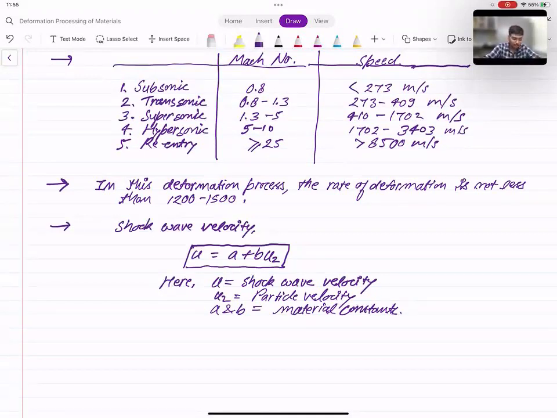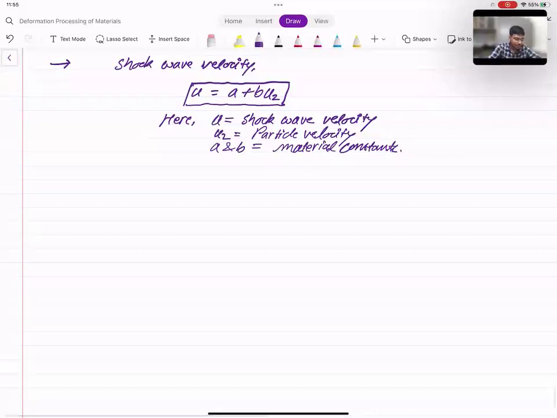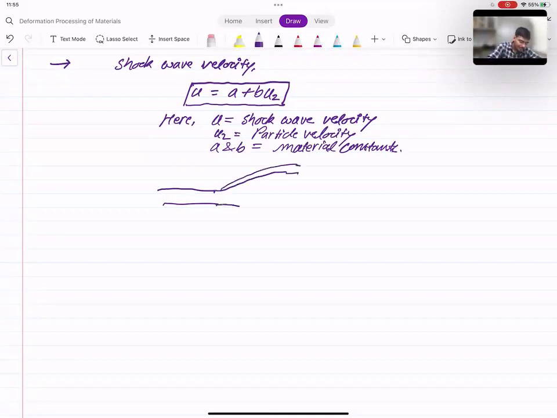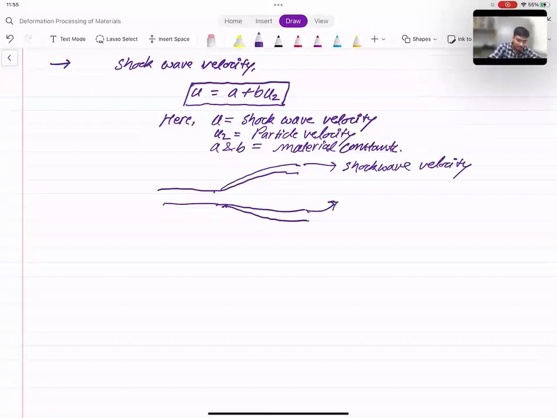This particle velocity is very low, less than the shock wave velocity. If we see the spectrum distribution, the shock wave velocity will be something like this, very high values, and the particle velocity will be much lower, very low as compared to the shock wave velocity.